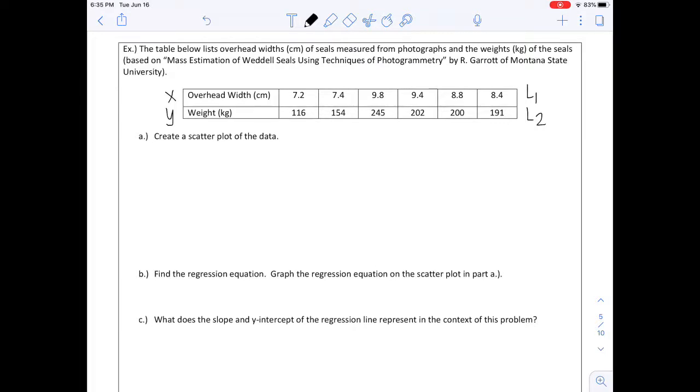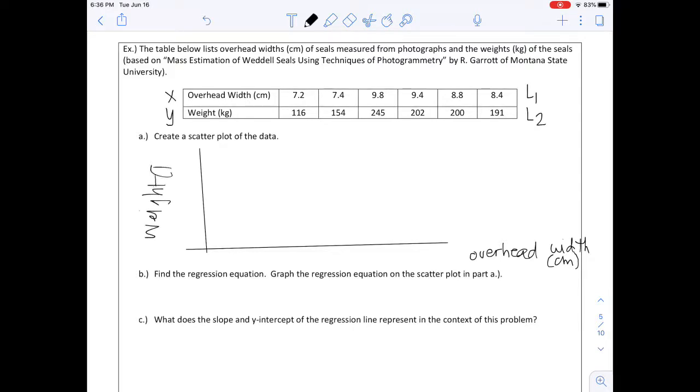We're going to do the scatter plot by hand, and then we'll also do that using a calculator. Unfortunately, to turn things in, you are going to have to write them down, so you would have to do a scatter plot on your own. So, making our scatter plot, from algebra, you are always going to have your X variable and your Y variable. Your X variable is on the horizontal and your Y variable is vertical. Our X variable is overhead widths in centimeters, and then weight is going to be in kilograms.